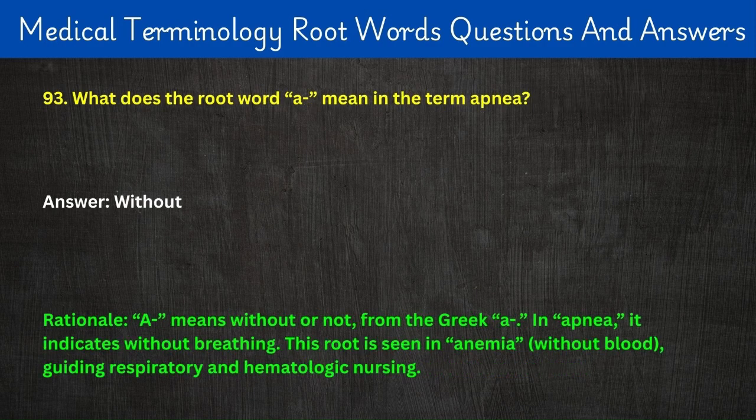93. What does the root word a- mean in the term apnea? Answer: without. Rationale: a- means without or not, from the Greek a-. In apnea, it indicates without breathing. This root is seen in anemia, without blood, guiding respiratory and hematologic nursing.